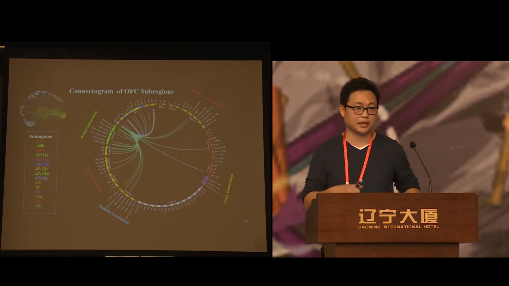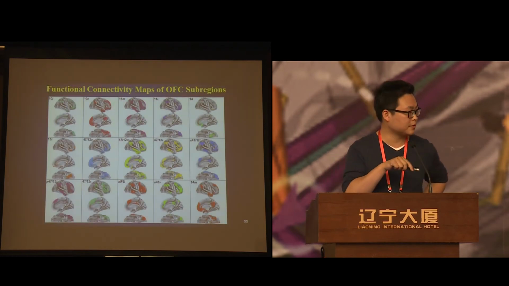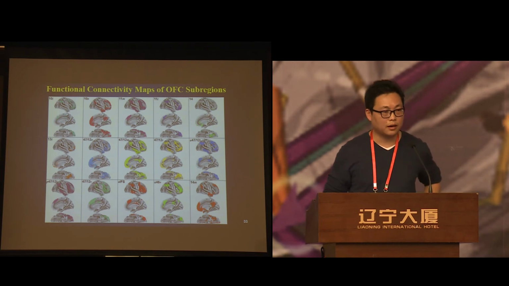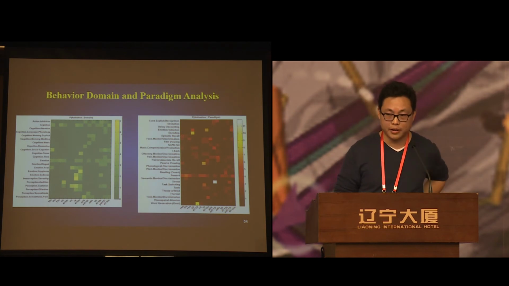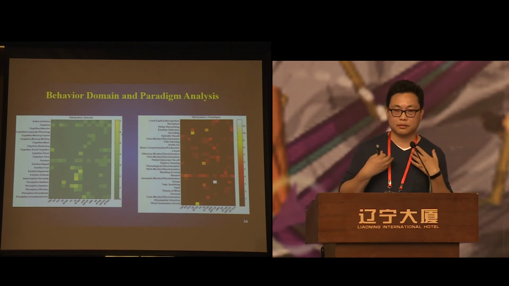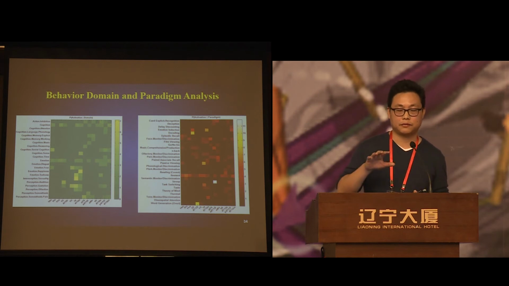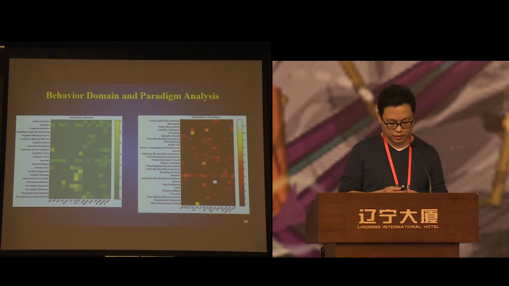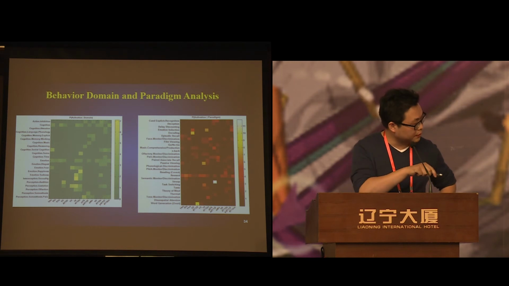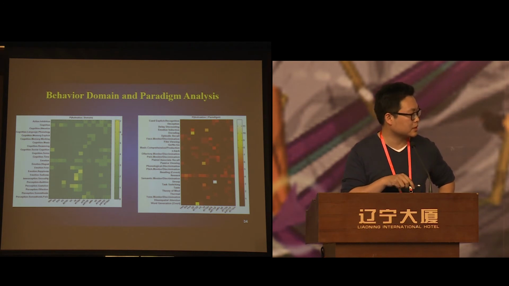Also, we use the resting state to map the functional networks. What are these 15 subregions involved in different functional networks? We cooperate with the Jülich group, Simon Eickhoff. They give us the Brainnetome database. They collected 15 domains, behavior domains in their database. We use that database to decode what is the function in these 15 subregions. So for the 15 subregions, different domains can activate each subregion.